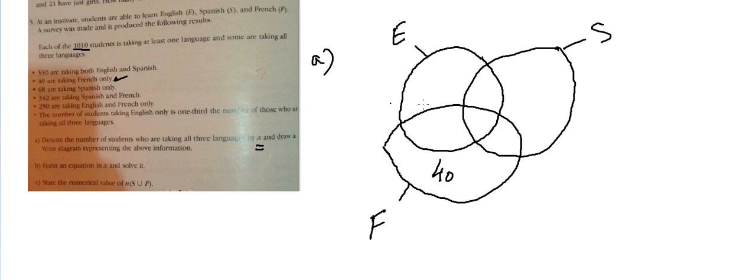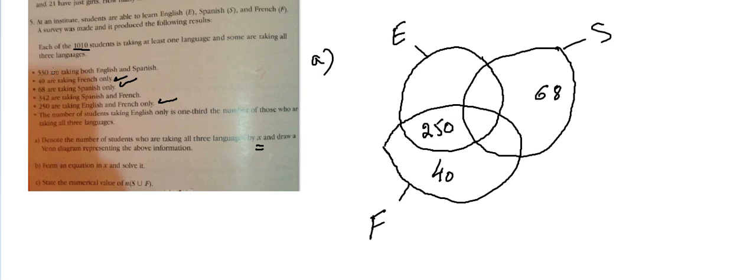68 are taking Spanish only. Spanish only is at this part here, not intersecting with English, not intersecting with French. So how many? They are 68. Great. 342 students, okay, leave it. 250 are taking English and French only. That is the intersection between English and French, but only this part, because we cannot put 250 inside the middle, since that is common with Spanish at the same time, right?